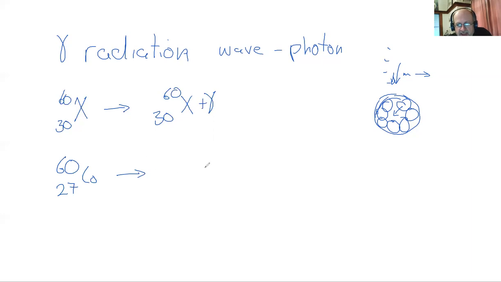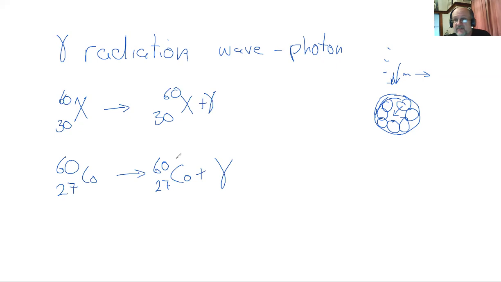Well, it emits a gamma ray. Once it's emitted the gamma ray, how many protons has it got? Well, 27. How many neutrons has it got? Well, 33, because it hasn't shifted. All it's done is rearrange the nucleons. It hasn't got rid of any. So because it's still got 27 protons, this is still cobalt.